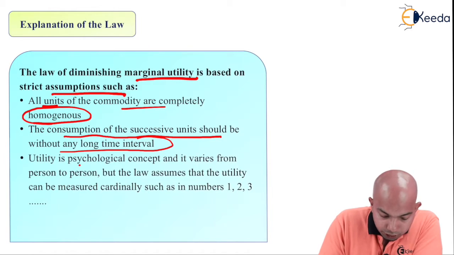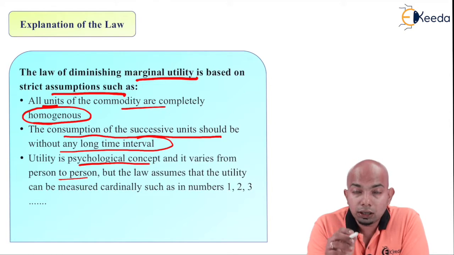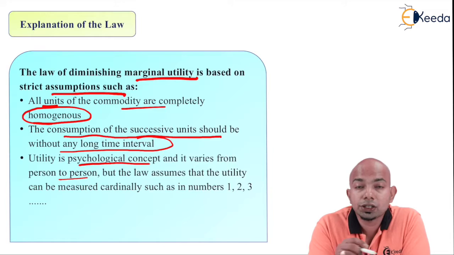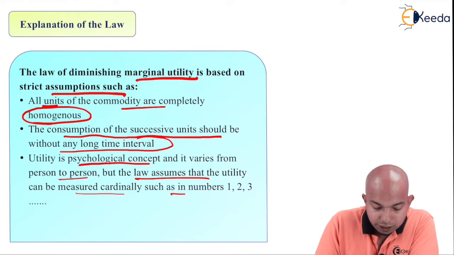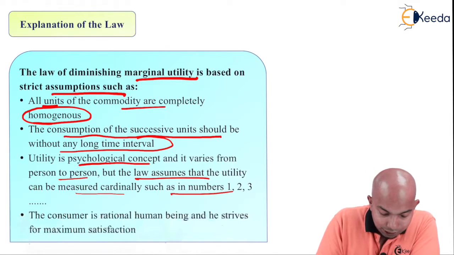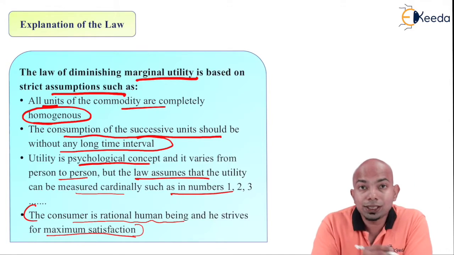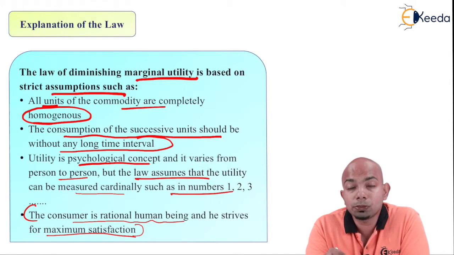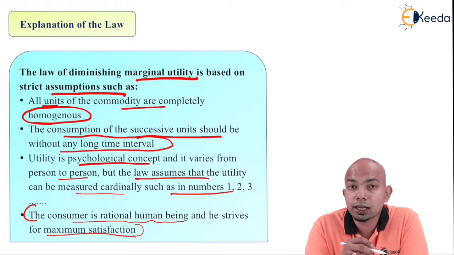Utility is a psychological concept and it varies from person to person. Again, satisfaction, as we have discussed earlier, can be different for consumer A and consumer B. But the law assumes that utility can be measured cardinally, such as in numbers 1, 2, 3, 4, which we have already discussed. The consumer is a rational human being and he strives for maximum satisfaction. This is our assumption, and that he strives for maximum satisfaction is again our assumption here.